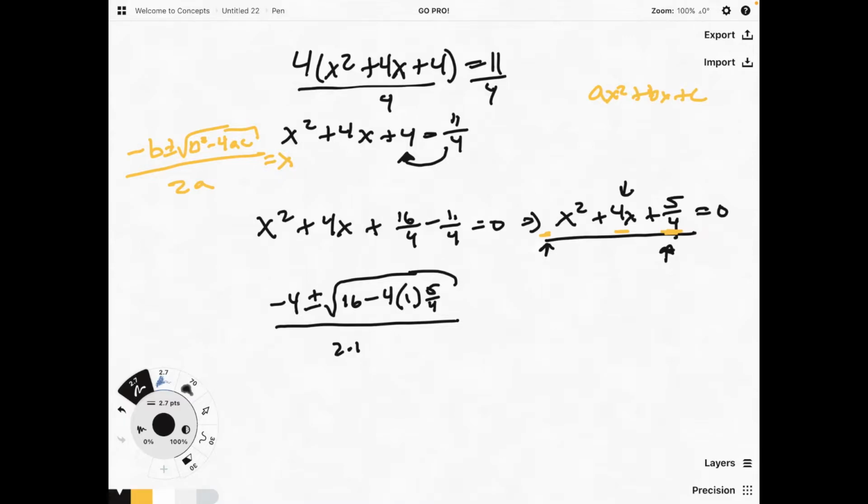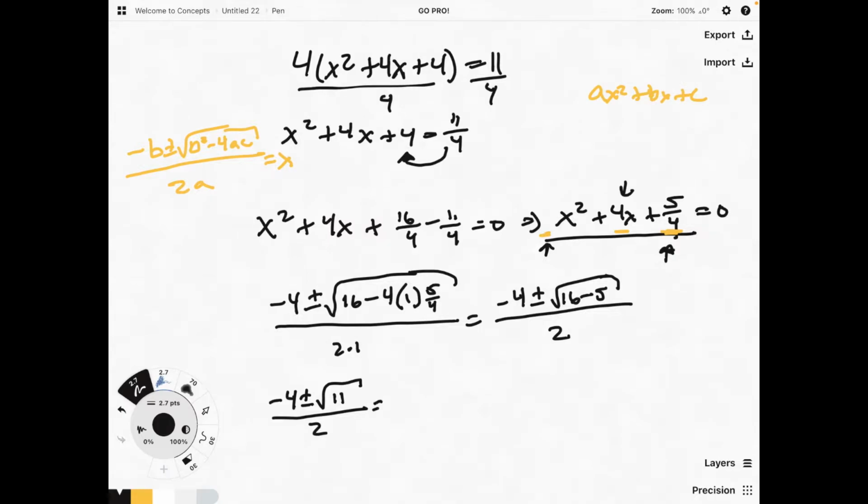If we further simplify this down, we get negative 4 plus or minus the square root of 16 minus, if we do 4 times 1 times 5 over 4, that's going to leave us with 5, divided by 2 times a, with 2 times 1, which is equal to 2. And now what we can do is simplify this down. We have negative 4 plus or minus the square root of 11 all over 2. This is equal to x.